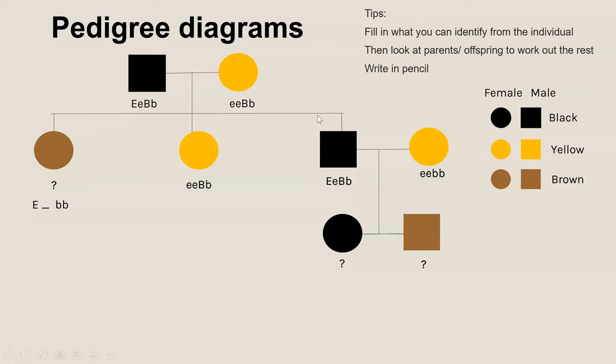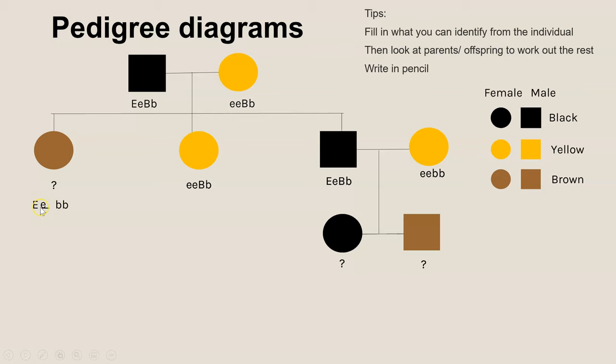If you do it in pen, you're going to be crossing out and it could get really, really confusing. So in this example, both parents, we can see that there's only one dominant allele for the E gene, and that is in the father. So this offspring must have inherited that dominant allele from the father. So that is where that allele came from. So the second one has to come from the mother, and the mother only has recessive alleles. So that is how we can work out the second allele would have to have been recessive.